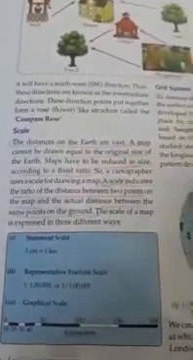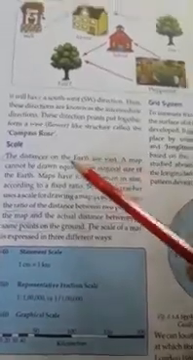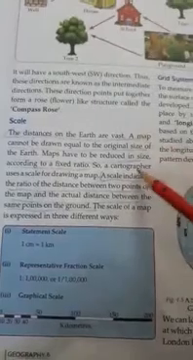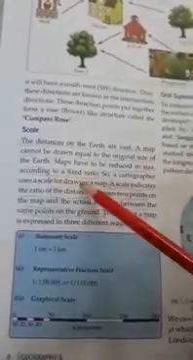Now let's move to another topic, that is your scale. As we know, the distances on the earth are very vast. As I told you earlier, a map represents the real picture of the earth's surface on a flat piece of paper. So it is not easy to show such vast distances of the earth on a flat piece of paper. That's why cartographers use scale for drawing the map.